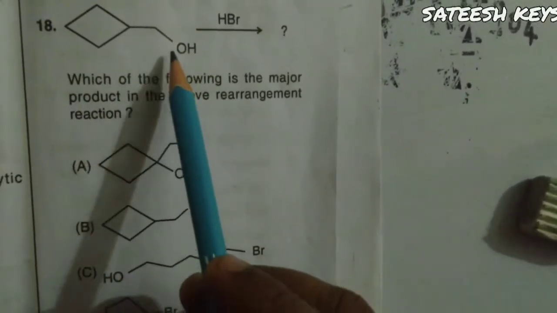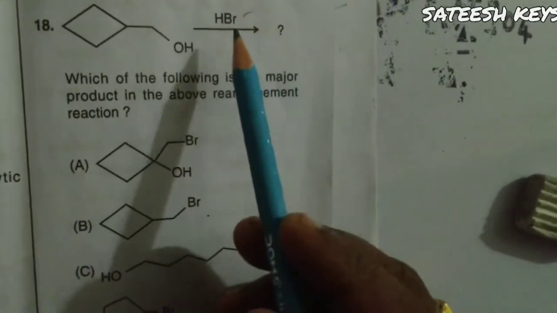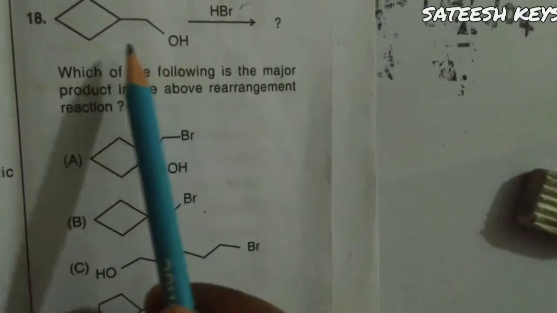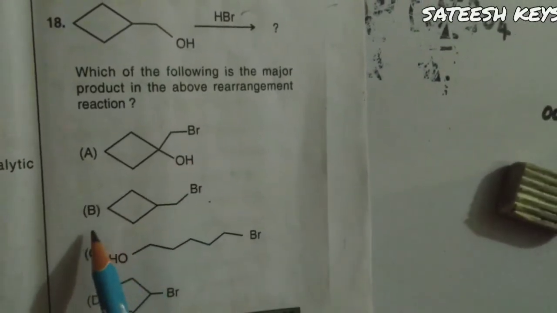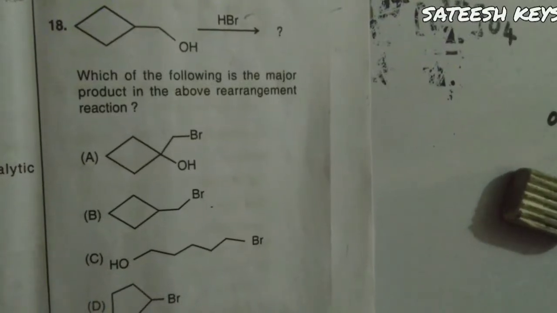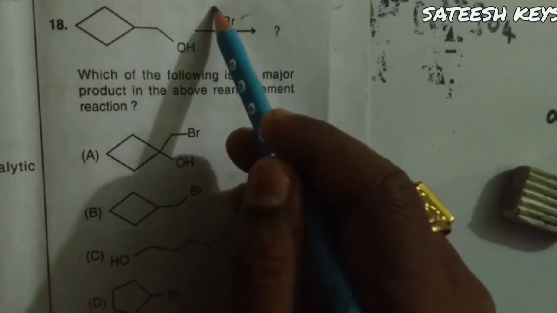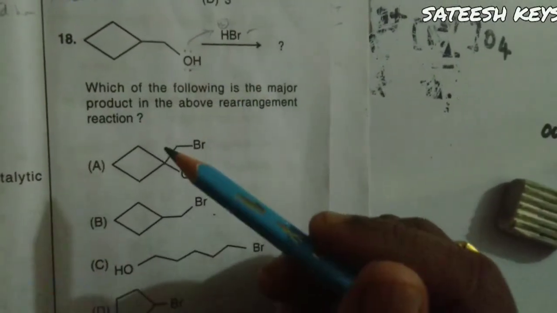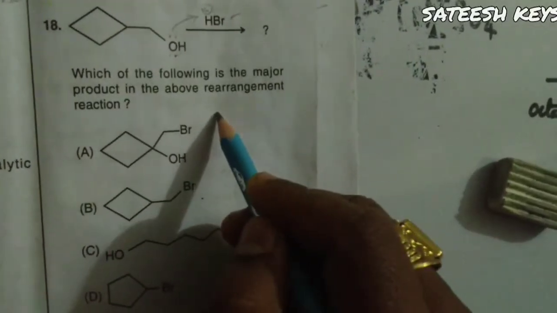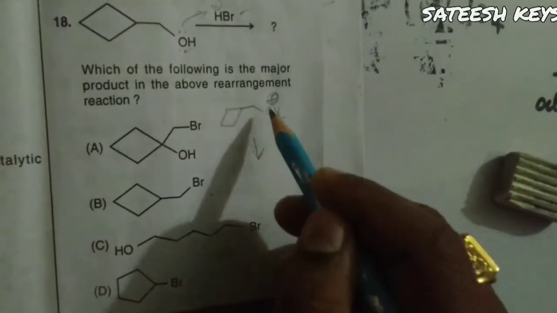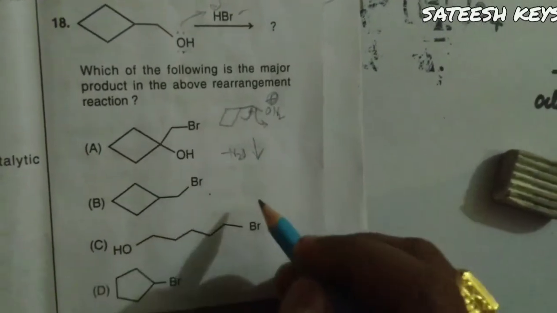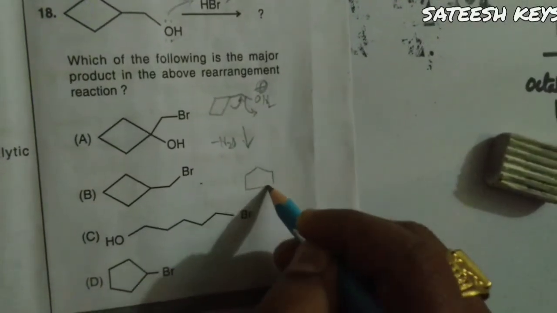One alcohol is given, in the presence of HBr, in acid medium. Which of the following is the major product in the above rearrangement reaction? Options A, B, C and D are given. In acid medium, the H plus comes from HBr. The oxygen takes up this proton to form a protonated alcohol. From this protonated alcohol, H2O is removed, and ring extension takes place to form a cyclopentane ring.